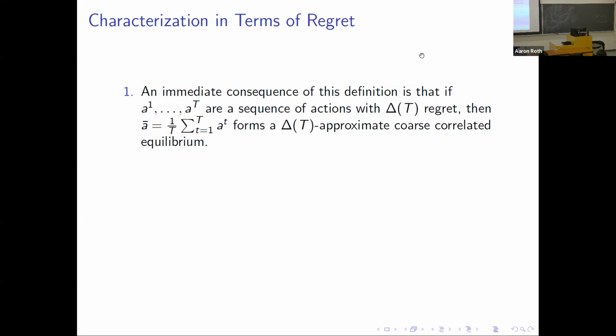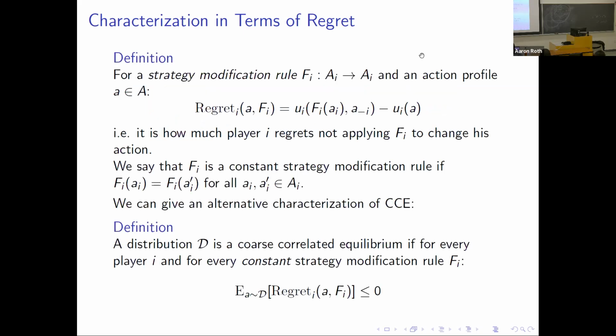So an immediate consequence of this is that in any game, if we've played the game for T rounds and have generated a sequence of T action profiles, A1 through AT, and it turns out that this sequence has low regret, let's say delta of T regret, in the sense that we talked about last class, then if I look at the distribution that results just from the empirical distribution over these action profiles, the distribution that results from picking uniformly at random one of these T action profiles, this distribution is a delta of T approximate coarse correlated equilibrium, meaning the expected regret is, okay, it's not less than 0, but it's less than delta of T.